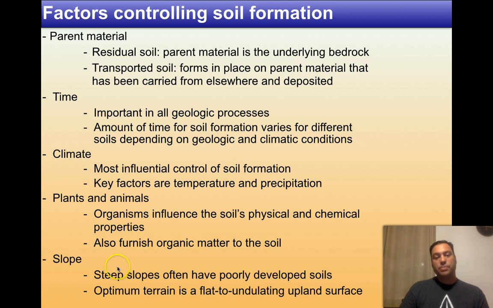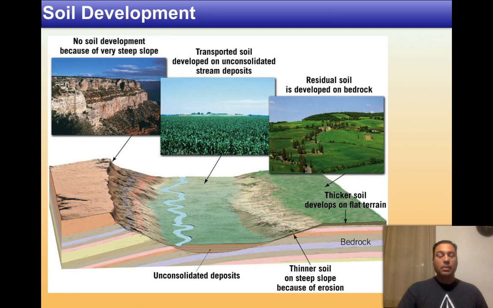And then, of course, steep slopes have poorly developed soils, right? Because whenever the water comes, it washes it right off. And the optimal terrain is a flat to undulating upland surface. You can kind of think of the Great Plains of the United States, of North America that way. There's also areas in Central Asia that are also quite good in this matter.